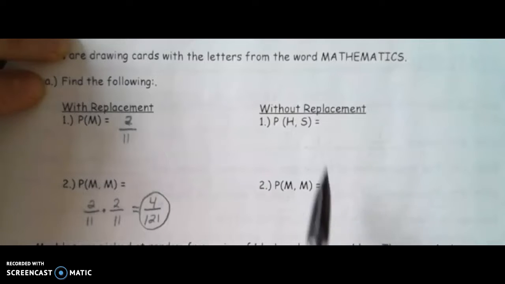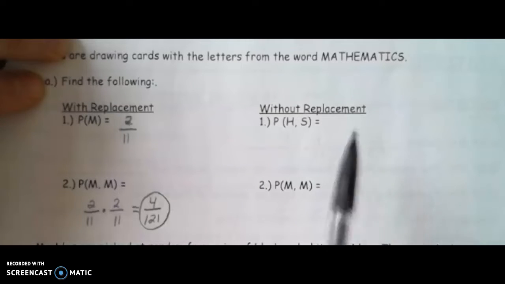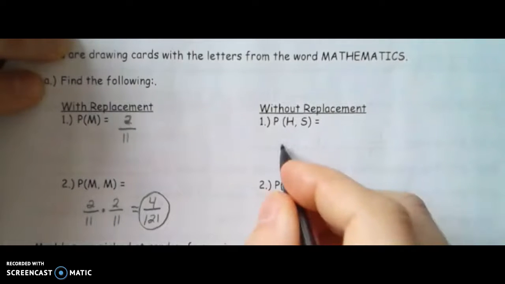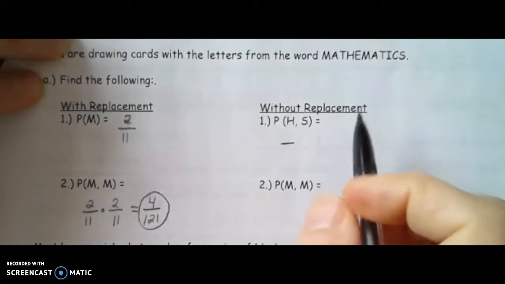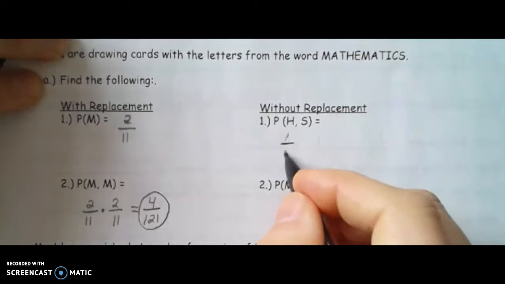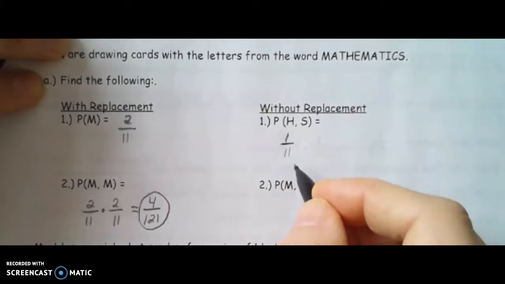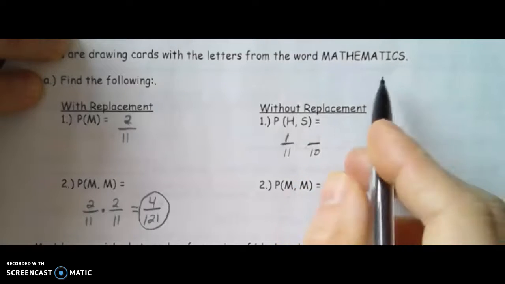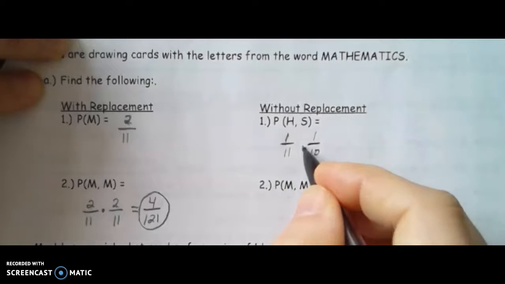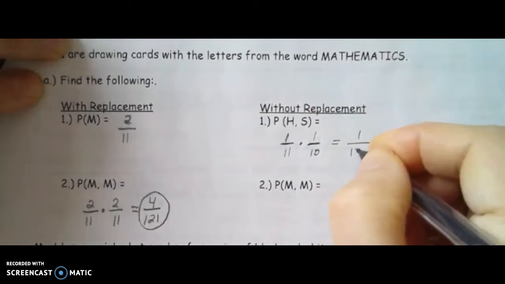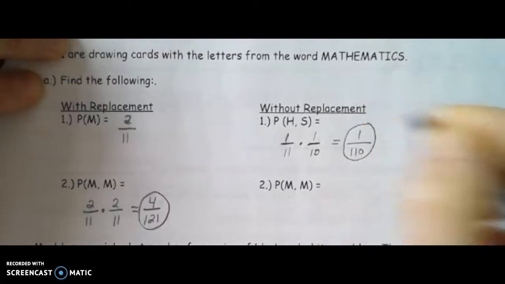With the next 2 examples, though, these are going to be without replacement. So in the first example, I want the letter H, and then I want the letter S. So let's start with the probability of getting the letter H. Looking at the word mathematics, there's only one of them, so it's going to be a 1 out of 11 probability. And I'm not replacing that first card, so when I reach in to get the letter S, now there's only 10 left, and there's only one S in the word mathematics. I multiply those together, and that's going to give me a probability of 1 out of 110.